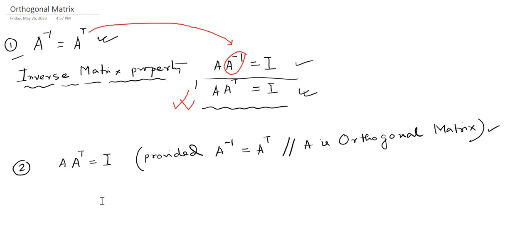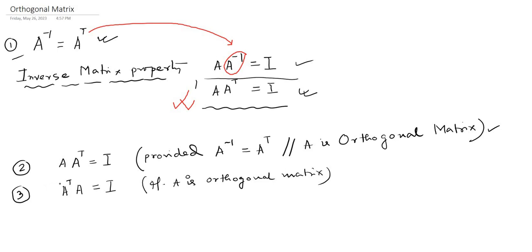Along with that, another property is also true, which I'm not proving again: A transpose and A will be equal to the identity matrix, if A is an orthogonal matrix. These are the properties actually.